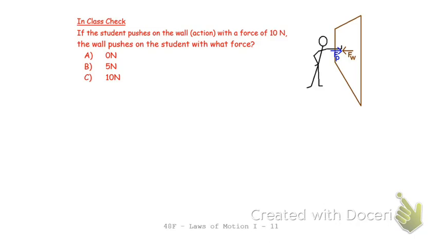If a student pushes on a wall, action force with 10 newtons, so there's my 10 newtons. With what force does the force push back? The wall pushes on the student with what force? There's some nice language for you. So that's going to be minus 10 newtons. And it says, with what force? It's a magnitude, so it's 10 newtons.